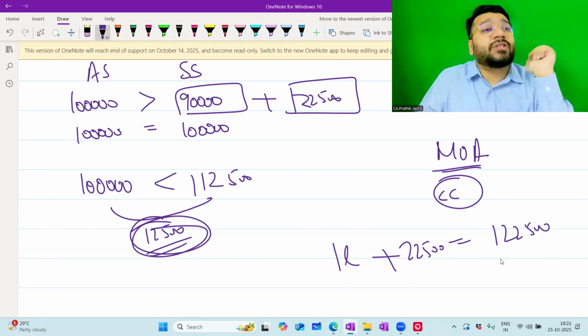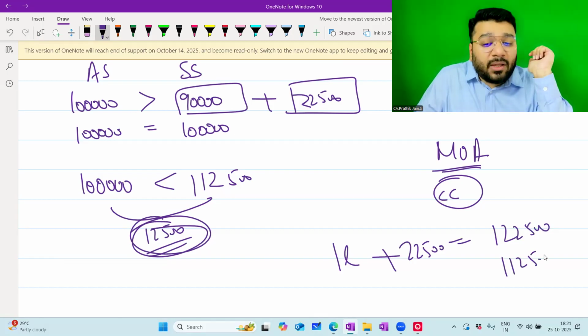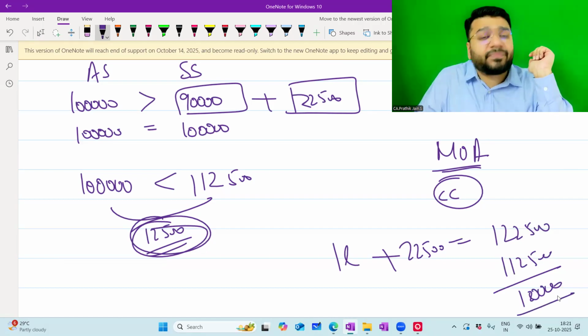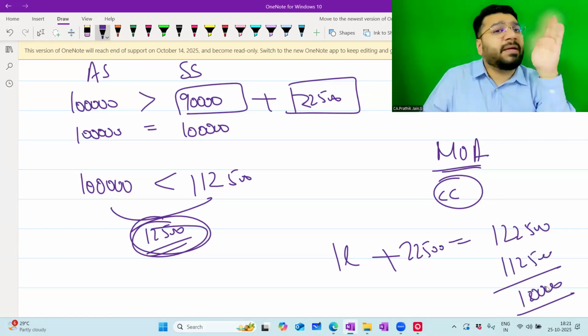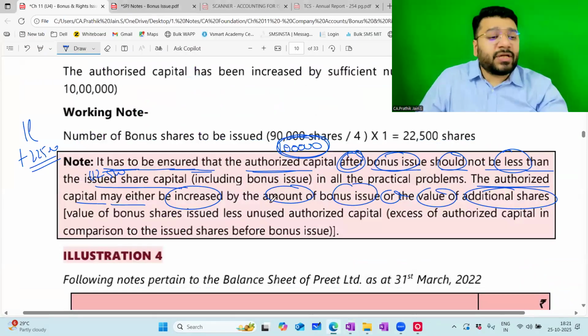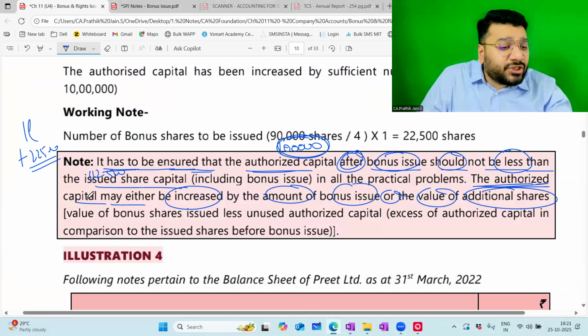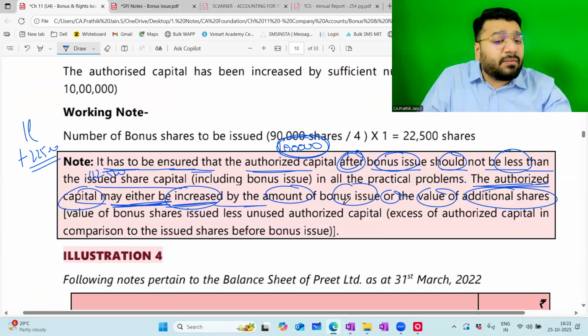In that, how much total shares is issued now? 1,12,500. Still, how much is balance? 10,000 will become surplus authorized share. Let it be, no problem. The question is all trying to say that the authorized shares may be increased by the amount of bonus issue.